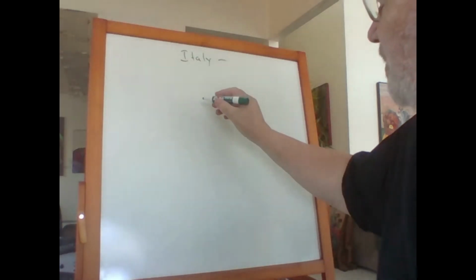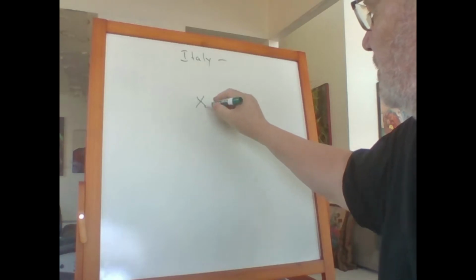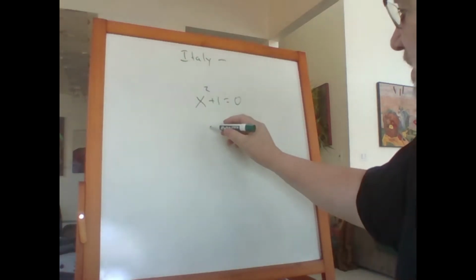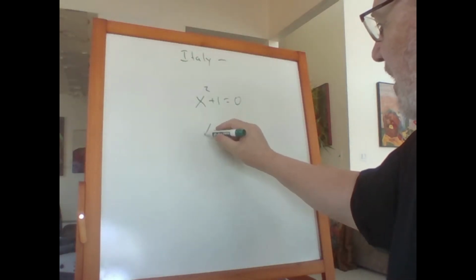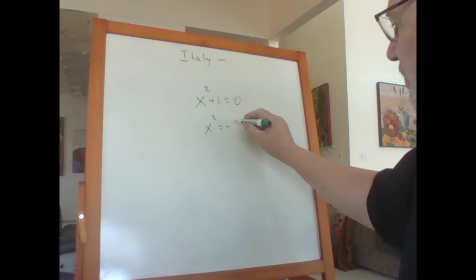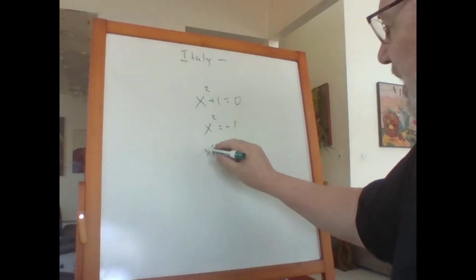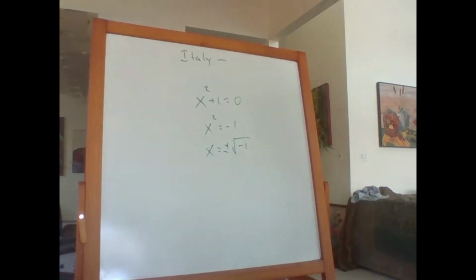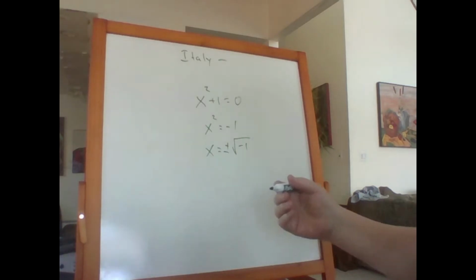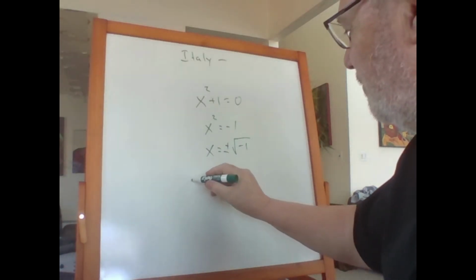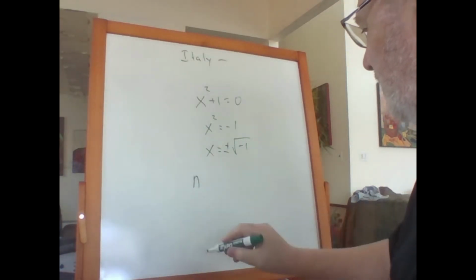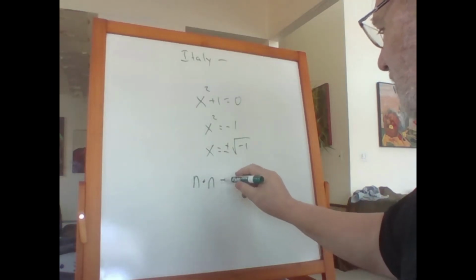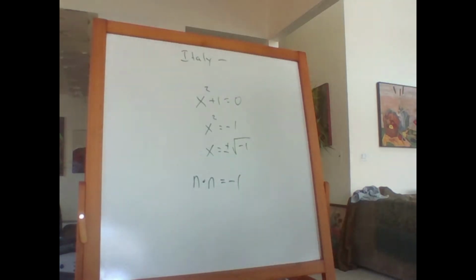And people would pose problems such as this: x squared plus 1 equals 0. Now, what do you do with something like this? Well, x squared equals -1. And then you have x equals plus or minus the square root of minus 1. Well, again, these problems arose all the time where there was no number that multiplied by itself gave the result of -1.